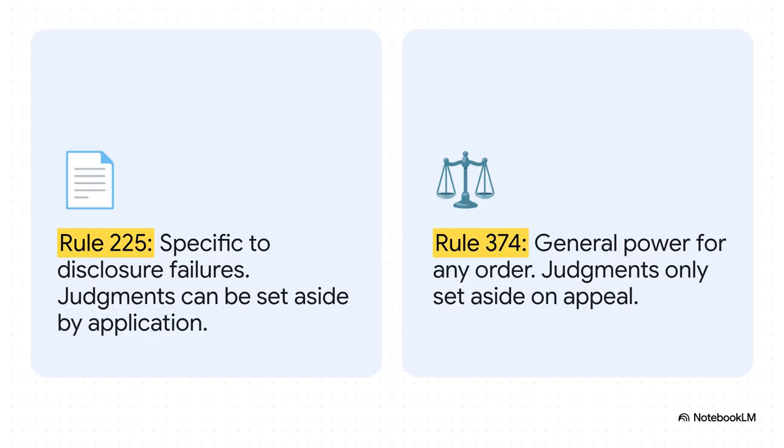Now, here's a classic exam-style distinction for you, and it comes straight out of the Mango Boulevard case. Rule 225 is your specific tool for disclosure failures, but you also need to be aware of Rule 374, which is the court's general power to enforce any of its orders. And here's the kicker. If you get a judgment under Rule 374, it can only be set aside on appeal. That's a much, much higher hurdle than for a judgment under Rule 225. It's a subtle point, but it's a game changer.